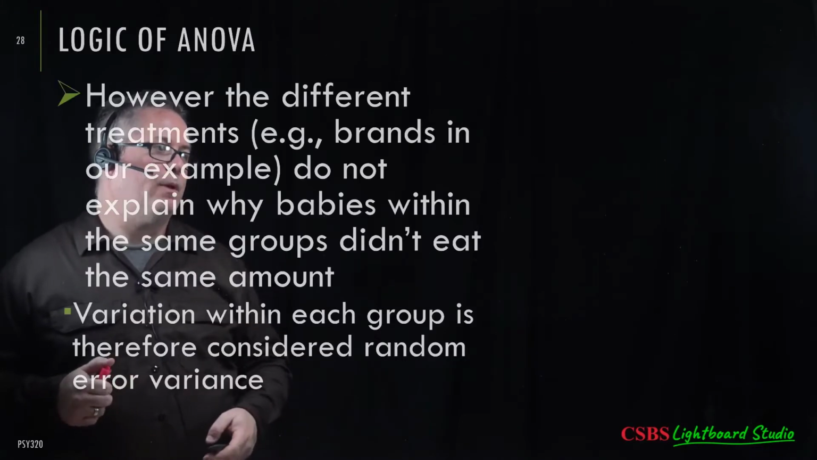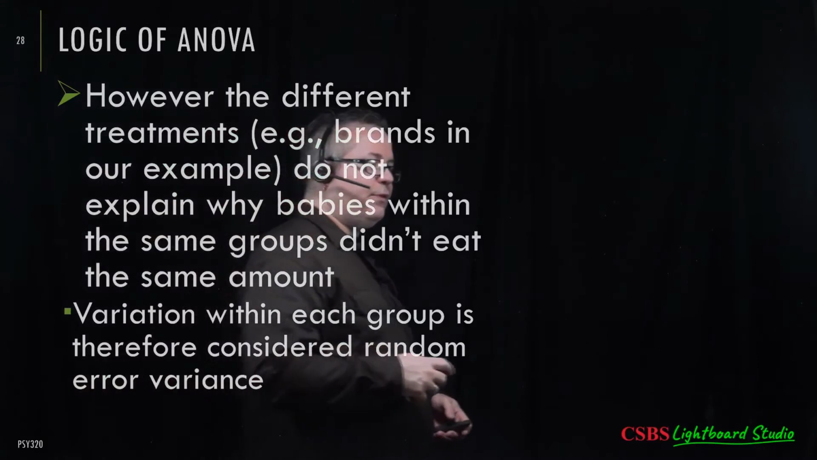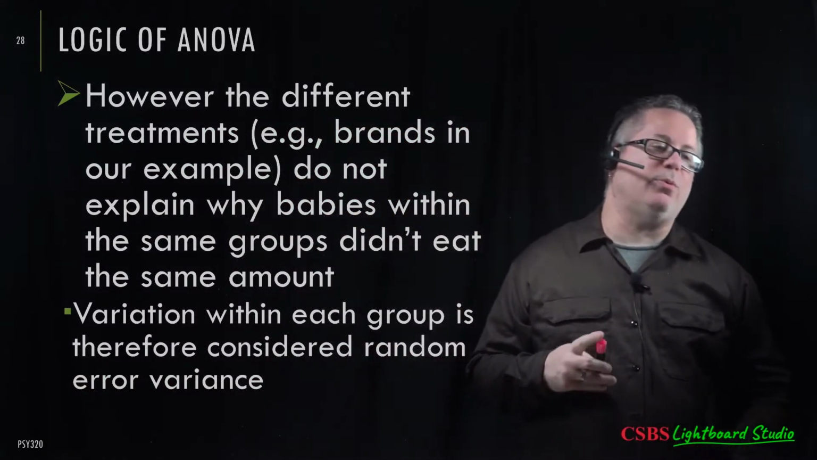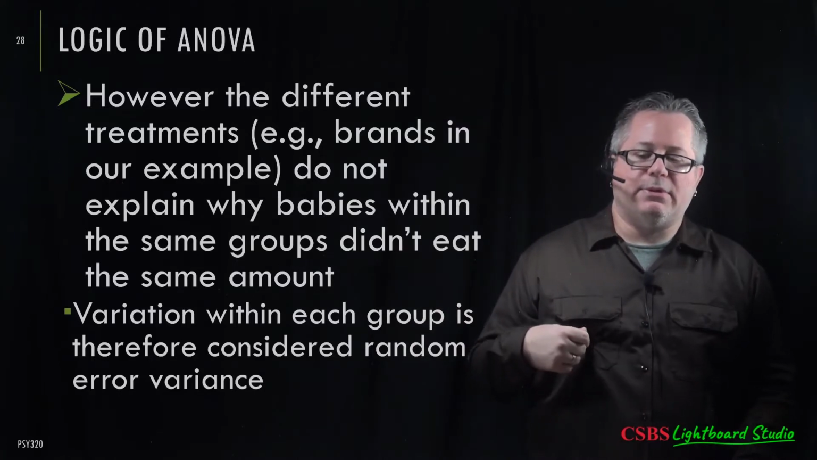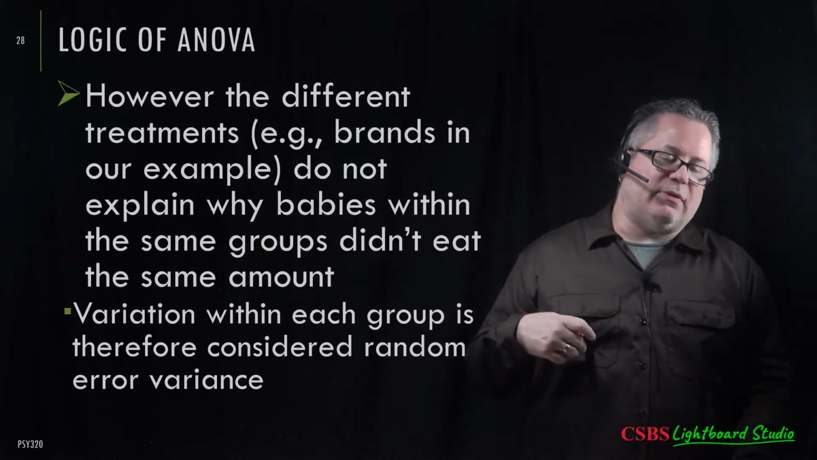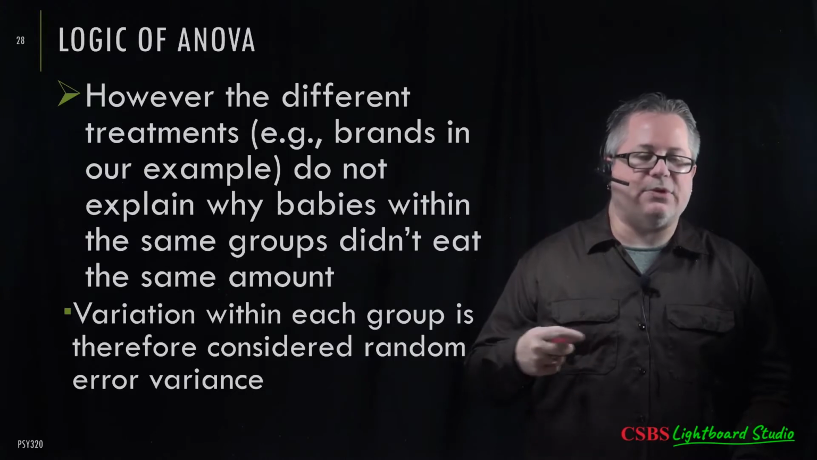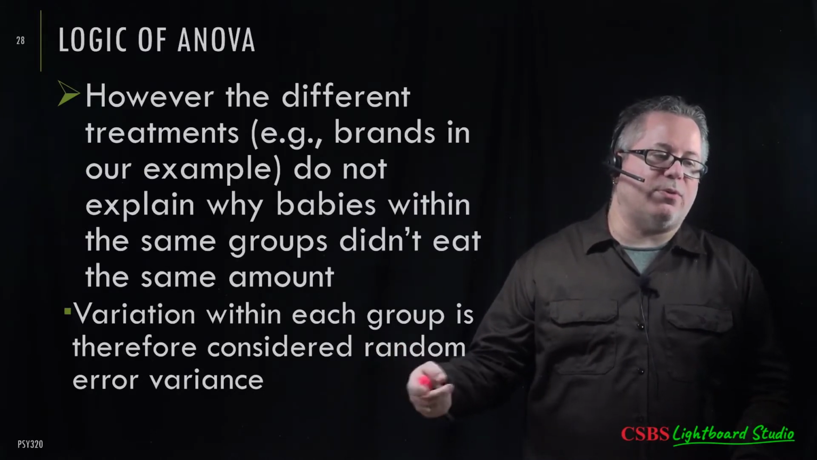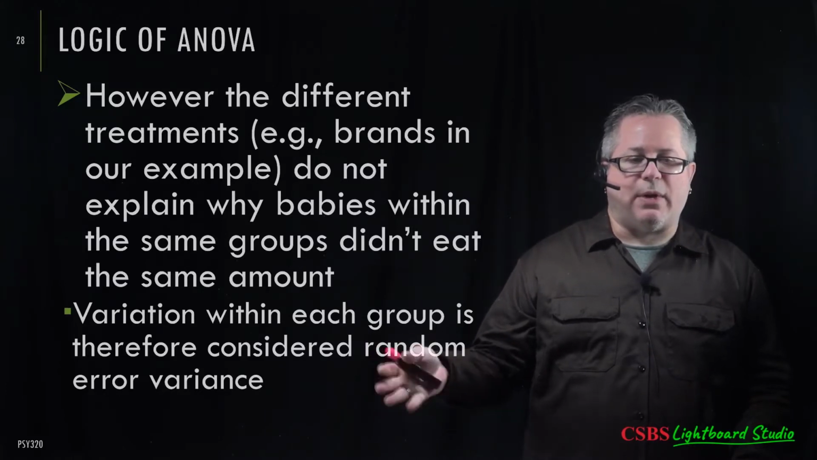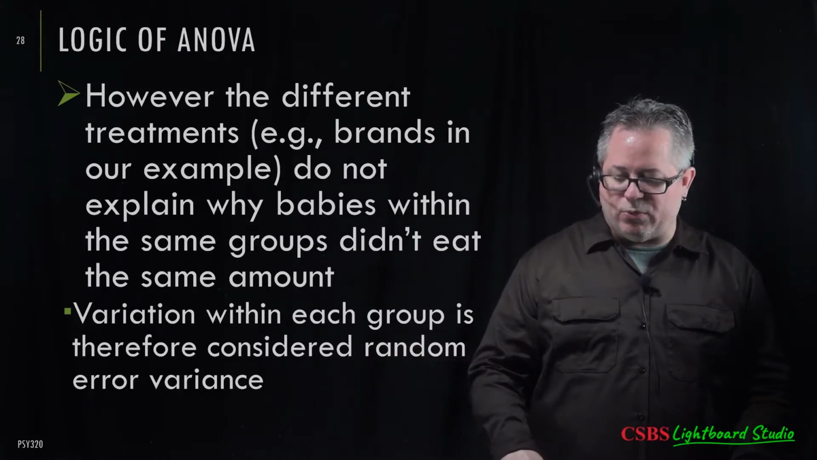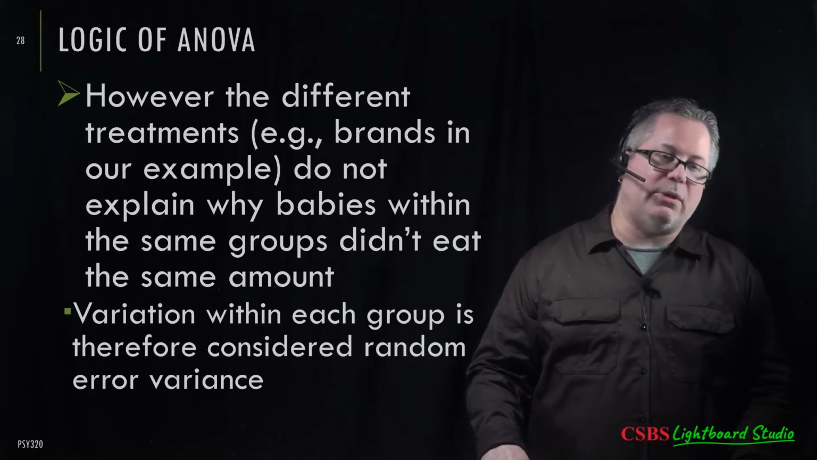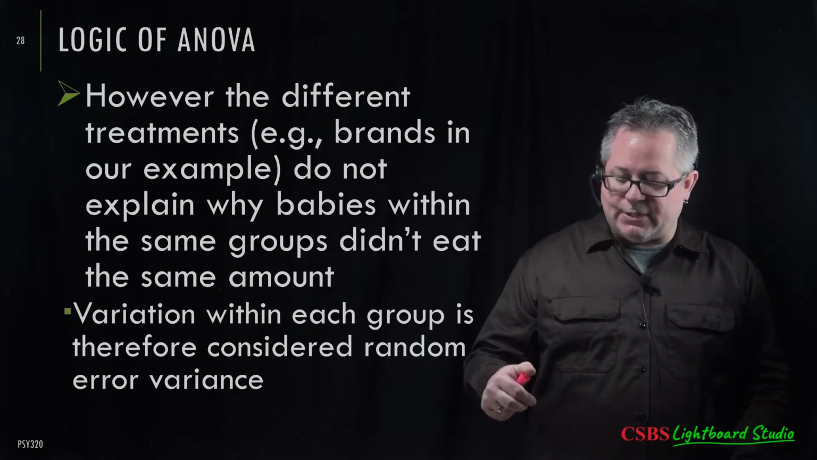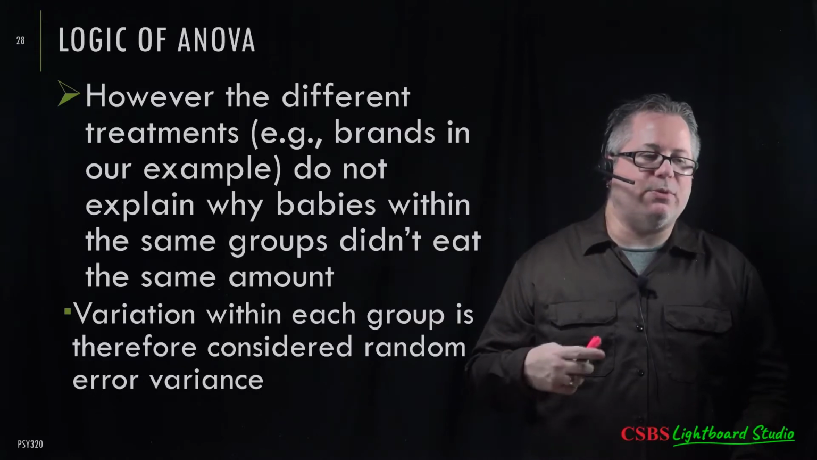Right. However, the different treatments, brands, for example, do not explain why babies within the same groups didn't eat the same amount. They got the same treatment, the same brand, but yet they ate different amounts. So variation within each group is therefore considered random. It's just random error variance. It's unexplainable random variance. Now, it may not be completely random, but for the sake of the test for the ANOVA, we're going to assume that it's random and use it that way.